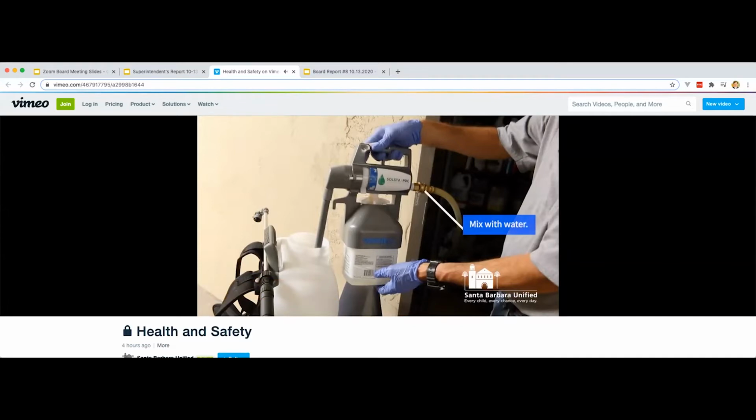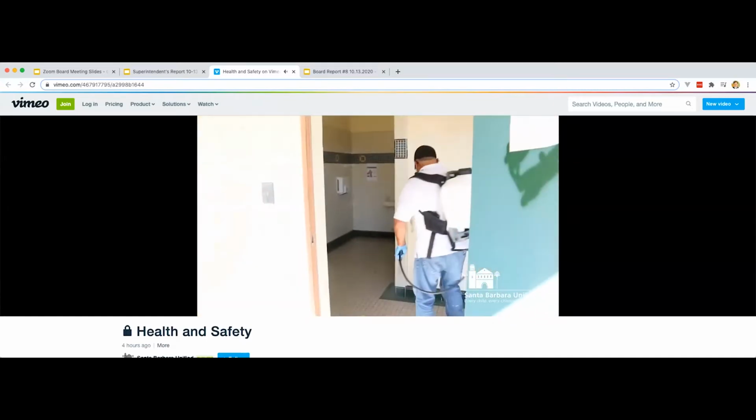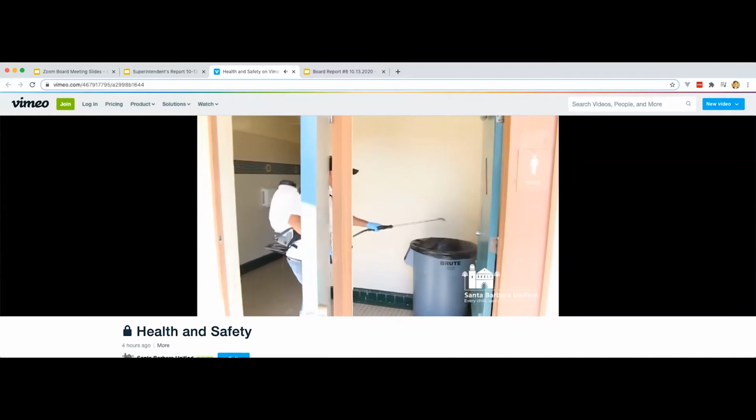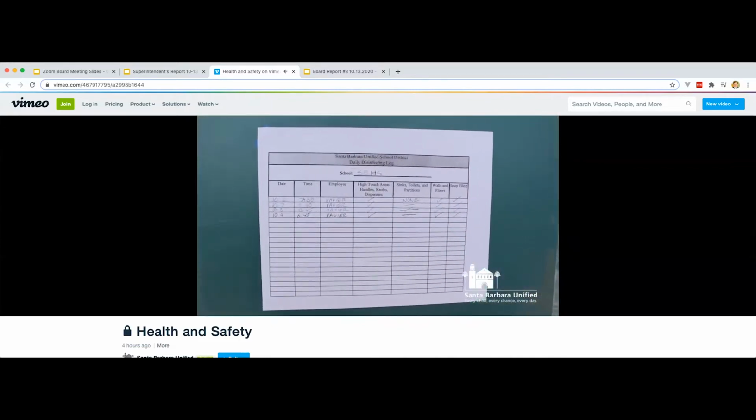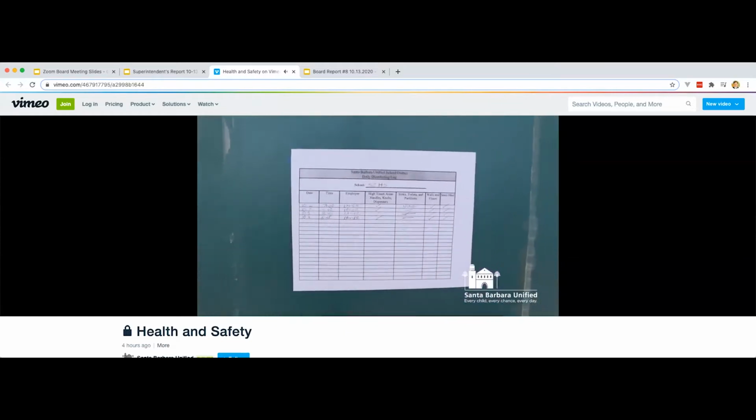It is mixed with water in a dilution station to ensure proper mixing and effectiveness, and is applied in a mist from a backpack sprayer. Custodians will be cleaning restrooms every night and during the day as often as practicable. There will be a log posted for each restroom that indicates each time it was cleaned.